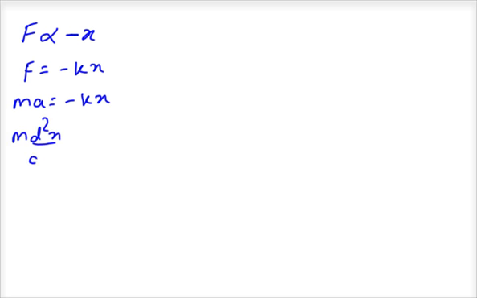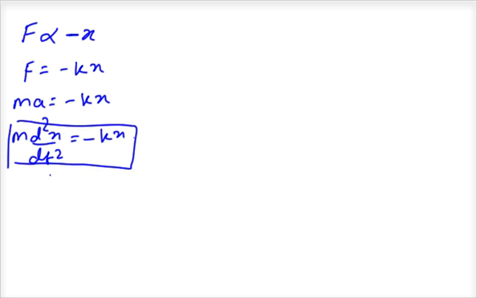So let's move on with our understanding of oscillations. We have already understood that if a body is in simple harmonic motion, the force is directly proportional to displacement, and it's a restoring force, so we put a negative sign. We further said that F is equal to minus kx, so ma is equal to minus kx, and m d squared x by dt squared is equal to minus kx, and this we have solved.